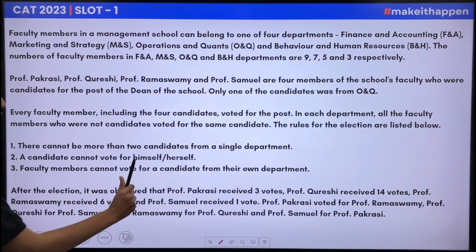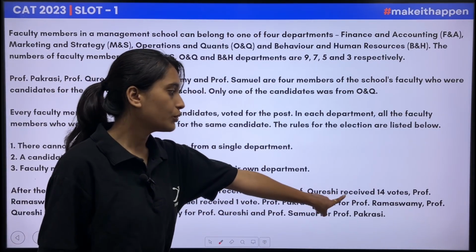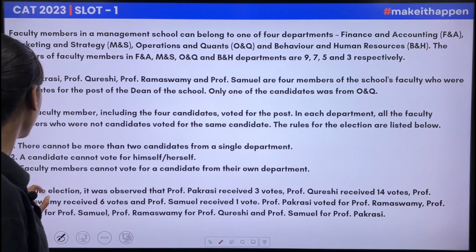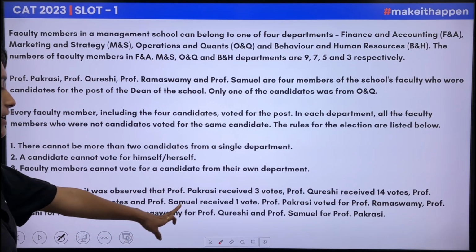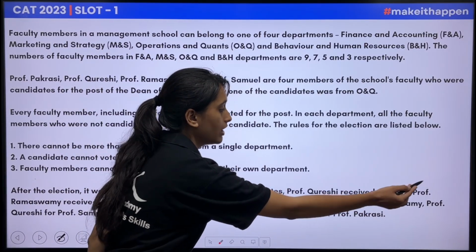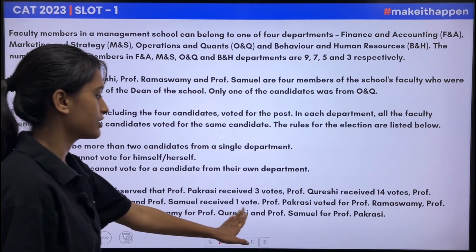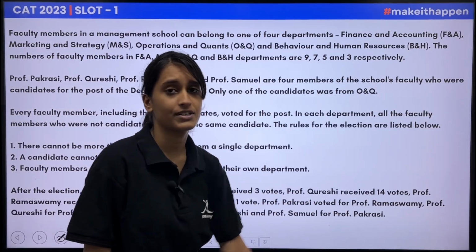After the election, it was observed that Professor P received 3 votes, Professor Q received 14 votes, Professor R received 6 votes, Professor S received 1 vote. Professor P voted for Professor R, Professor Q voted for Professor S, Professor R voted for Professor Q, and Professor S voted for Professor P.